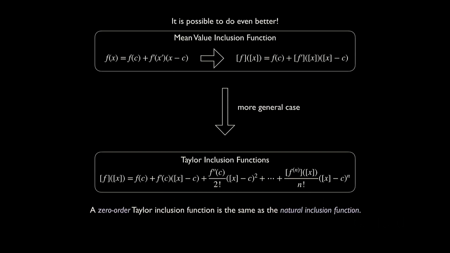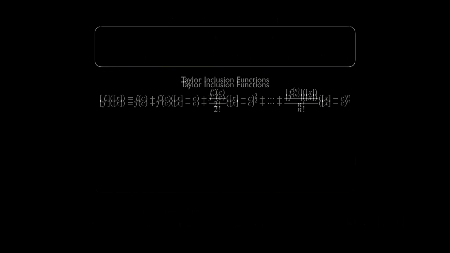Okay, and then it turns out that a zero-order Taylor inclusion function, we're just going to have this first term, and we're going to end up just passing the interval through the first term instead. And that becomes the natural inclusion function. And then a first-order Taylor inclusion function is the same as the mean value inclusion function, because we're just going to have these first two terms.